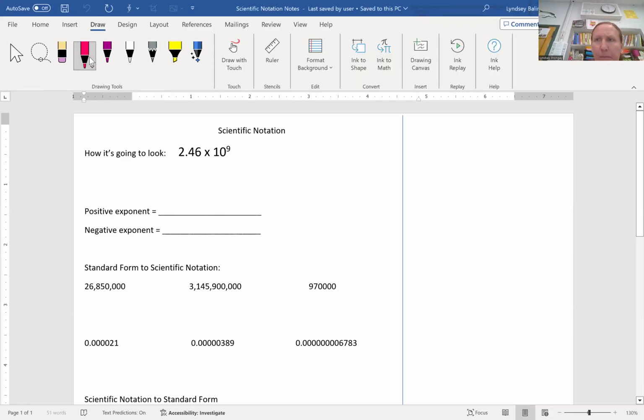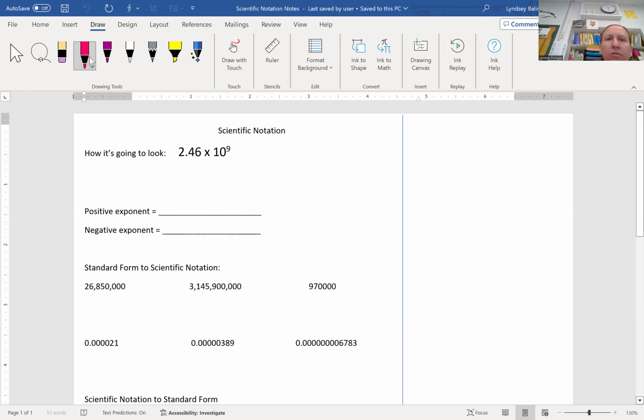Okay, this video is about scientific notation. Scientific notation is a way to write very, very big numbers or very, very tiny decimals in an easier fashion. So at the top of our page, we have an example of what scientific notation looks like.